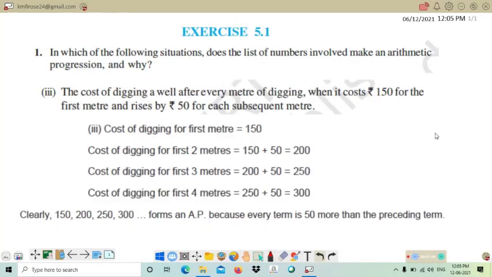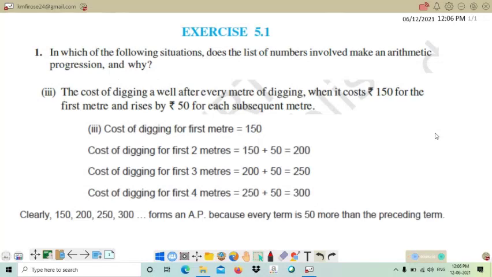Now look, question number 3. The cost of digging a well after every meter of digging, when it costs rupees 150 for the first meter and rises by rupees 50 for each subsequent meter. So for the first meter it is rupees 150. The cost of digging the first meter will be 150.